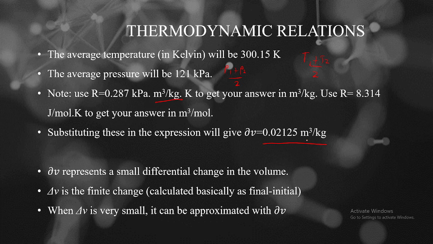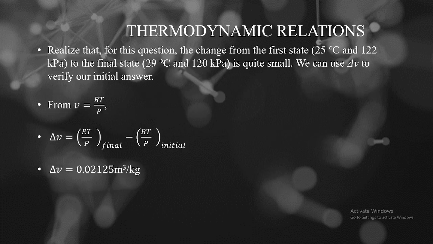So you can try to get the same answer. And then we said that if you are looking at finite change, the delta v, then we look at RT over P final minus RT over P initial. In this case, I can put in my T2 and P2, my T1 and P1, and I'll end up getting the same value. So you realize that the values are actually quite close to each other.